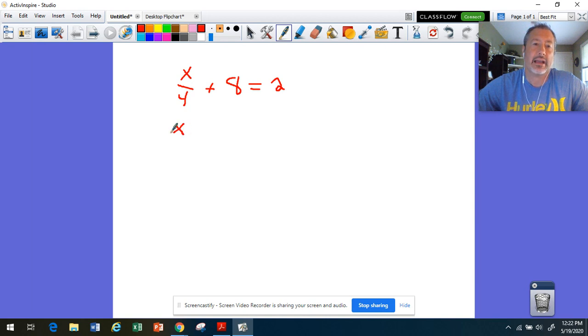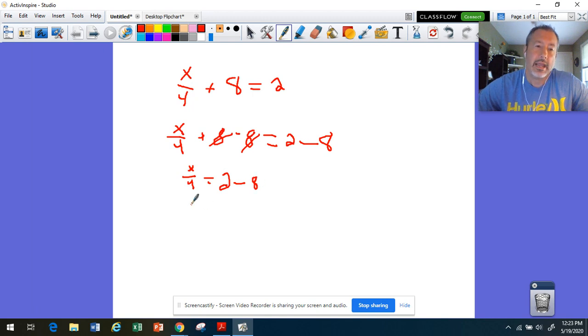So we got x over 4 plus 8 minus 8 equals 2 minus 8. Okay, we know this plus 8 minus 8, they cancel. And now we're left with x over 4 equals 2 minus 8. Okay, and we know that 2 minus 8 is going to be negative 6. So I have x over 4 equals negative 6.